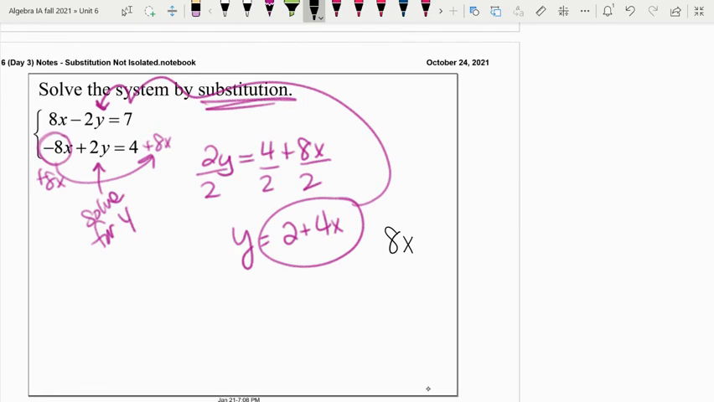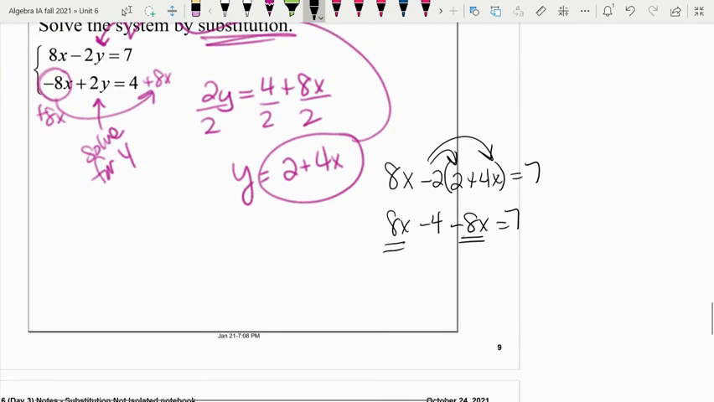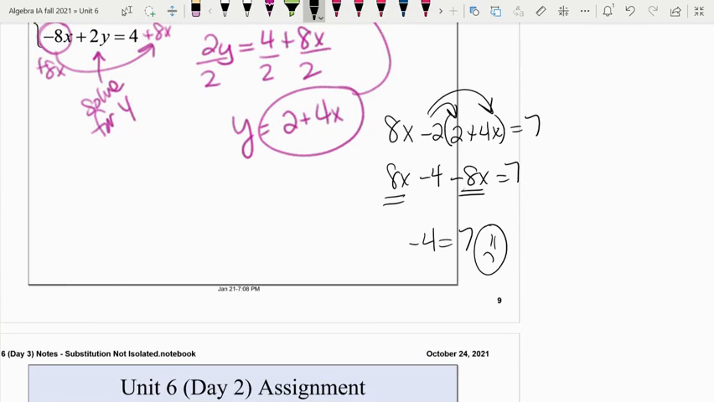So I get 8x minus 2 times my new y, 2 plus 4x, equals 7. Distribute that negative 2 through there, but leave 8x here. Minus 4 minus 8x equals 7. Combine like terms. So you see 8x, negative 8x, they're gone. So I get negative 4 equals 7. That is not true. That is sad face. So this answer is no solution. You have parallel lines.